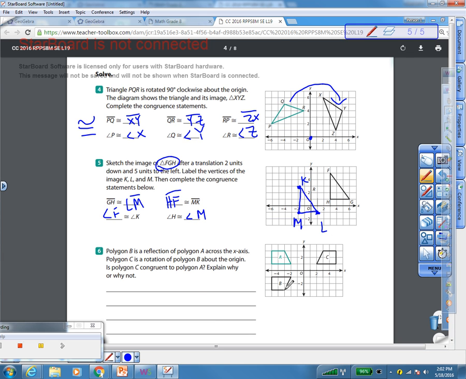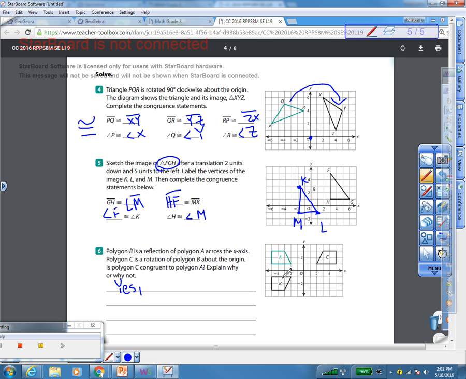Number 6 was your bonus. So polygon B is reflected to A across the x-axis. Polygon C is a rotation of polygon B around the origin, so rotating here, okay? So is polygon C congruent to polygon A? We would say yes.